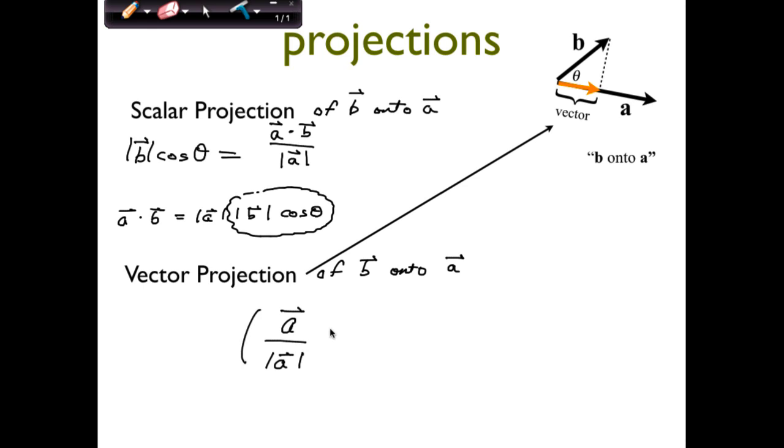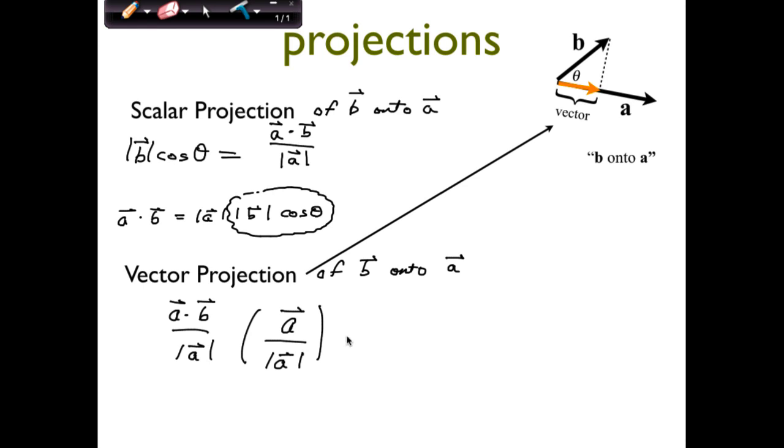We want to scale it. How much do we want to scale it by? The scalar projection, right? So we want it to have this length. We take the unit vector in the direction of A, and we want it to have that length, so we scale it up by that much. That should make sense, if you remember that process from Thursday, that we did on Thursday.